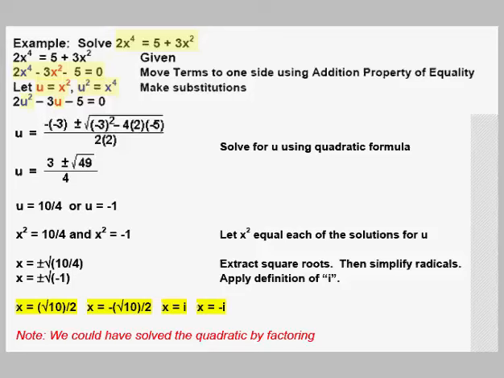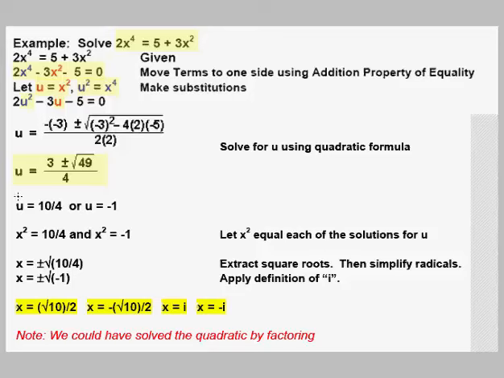Now let's say we just want to solve this with the quadratic formula, and maybe we don't see that it's factorable. Well, let's solve it with the quadratic formula. We plug in the coefficients a equals 2, b equals negative 3, and c equals negative 5 into the quadratic formula, and we get u equals 3 plus or minus the square root of 49, all over 4. A lot of students will stop here thinking they've solved. Well, no, they haven't completely solved. They've solved for u, but not for x squared.